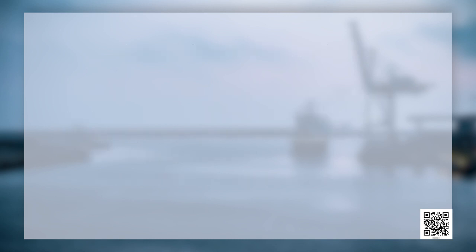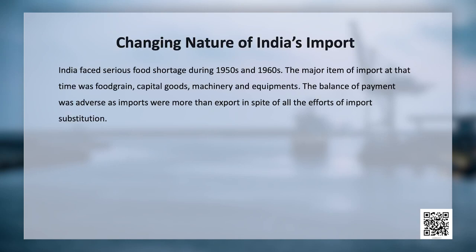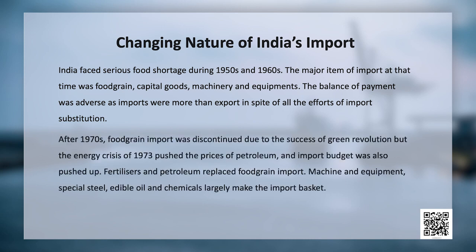Changing nature of India's import. India faced serious food shortage during the 1950s and 60s. The major items of import at that time were food grain, capital goods, machinery and equipment. The balance of payment was adverse as imports were more than exports, in spite of all the efforts of import substitution. After the 1970s, food grain import was discontinued due to the success of the Green Revolution.